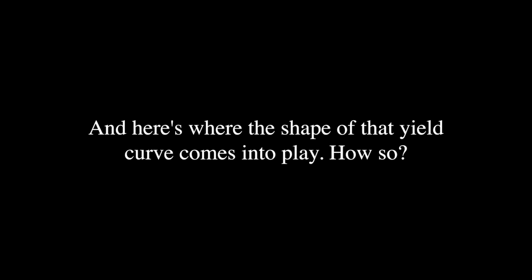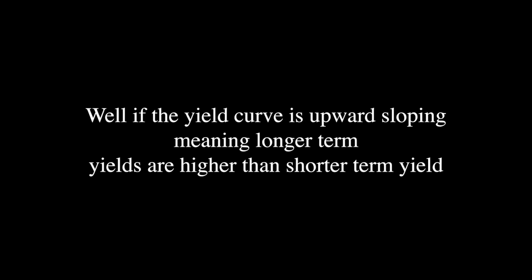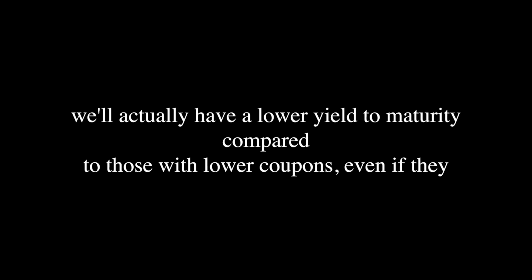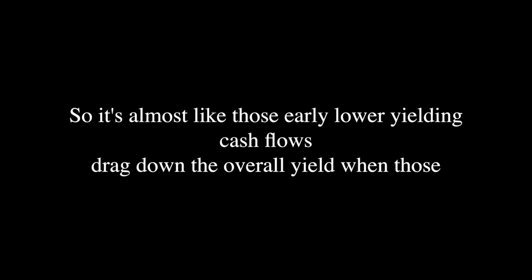Exactly. And here's where the shape of that yield curve comes into play. How so? Well, if the yield curve is upward sloping, meaning longer-term yields are higher than shorter-term yields, bonds with higher coupons will actually have a lower yield to maturity compared to those with lower coupons, even if they mature on the same date. So it's almost like those early, lower-yielding cash flows drag down the overall yield when those longer-term yields are higher. Precisely.